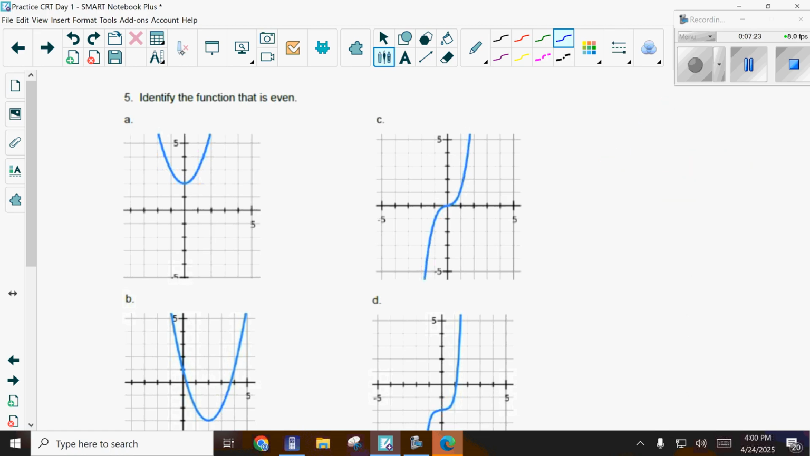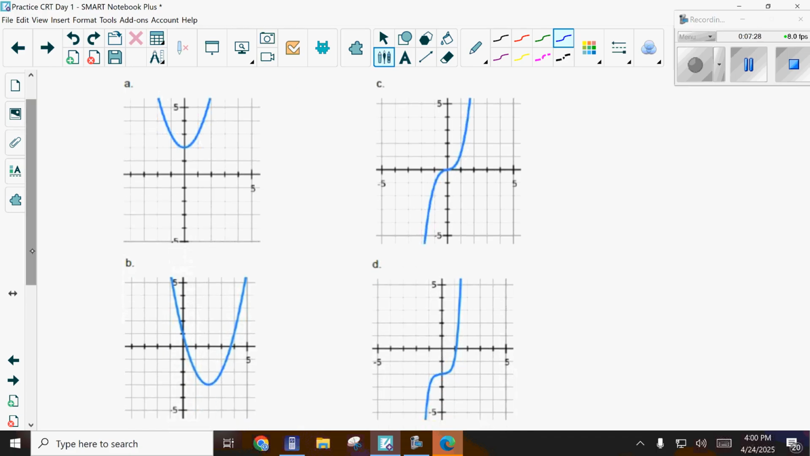So because this one is even, it's the one where you should be able to cut it directly in half at the y-axis. So if I just go like this to all my graphs, there's only going to be one that looks like it's actually going to cut it in half, and that's going to be choice A.